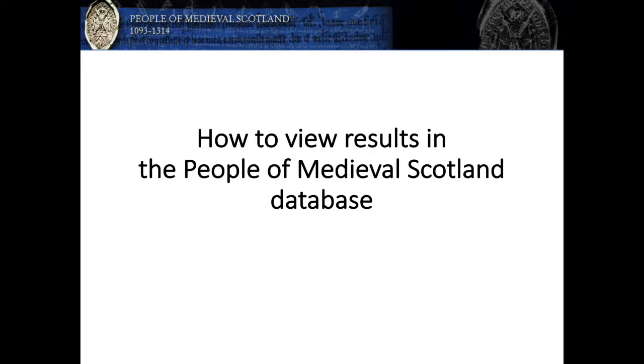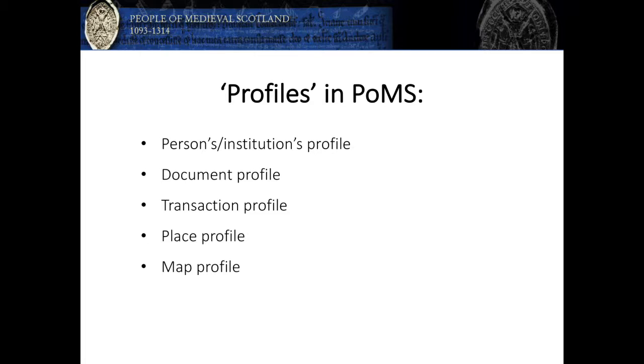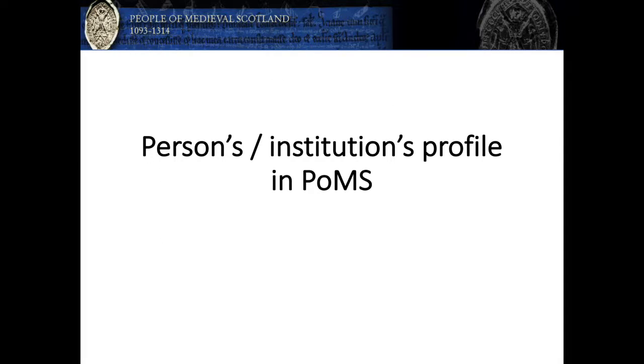This video will walk you through the different ways that you can view information in the People of Medieval Scotland database. The database organises all of its information into different types of profiles. The main types are a person or institution's profile, a document profile, a transaction profile, a place profile, or a map profile. This video will show examples of each.